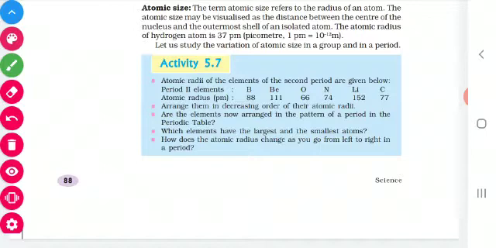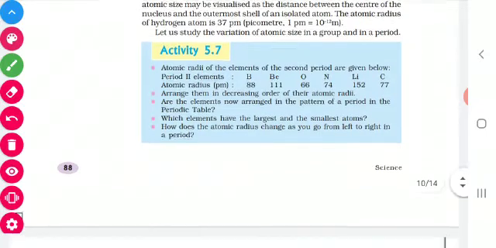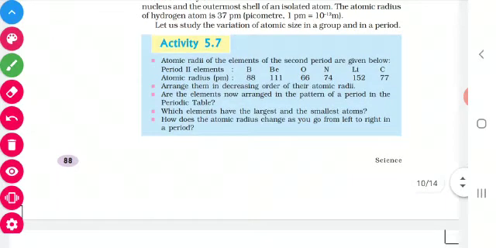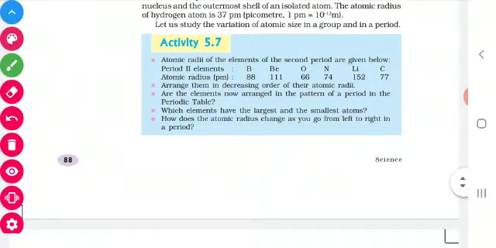So what happens in the period? Does the atomic radius increase or decrease? Then which element is the largest and which is the smallest atom? Now consider the atomic number. Which is smallest? Lithium is the smallest, and which is the largest here?